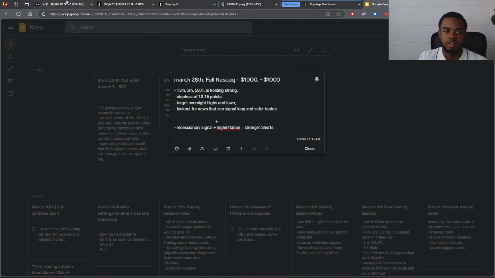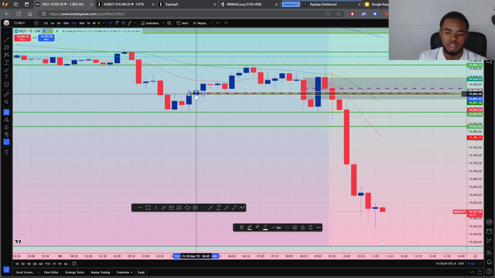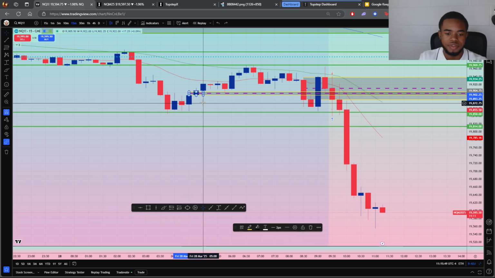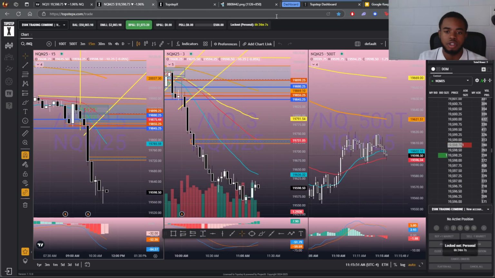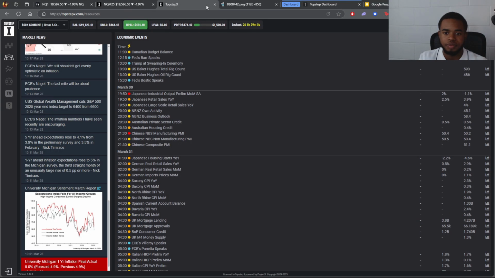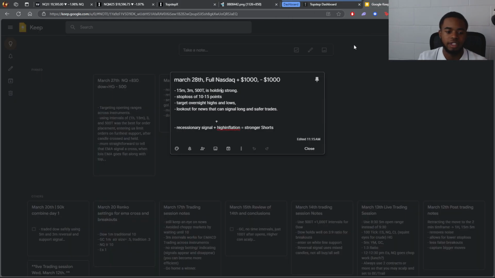Did it today where instead we accidentally targeted our not the best range here, I like to say, and that cost us, but overall targeting the low would have helped us and saved us. Moving forward here, look out for the news that can signal long and safe trades. That inflationary news would have been very helpful, but our accounts were already hitting their stop losses, and we closed out our accounts.